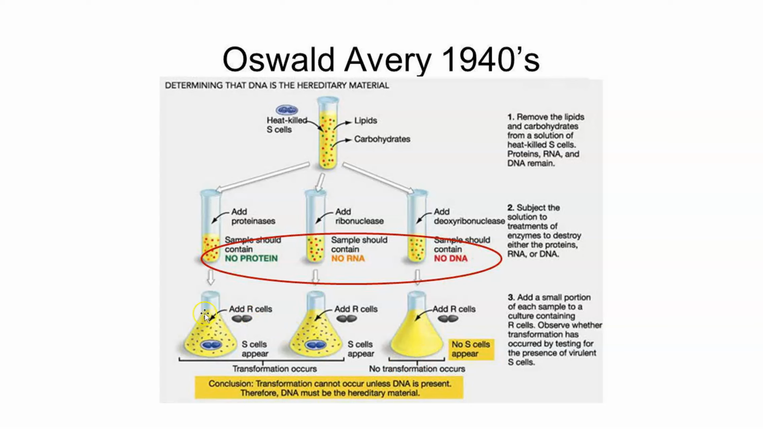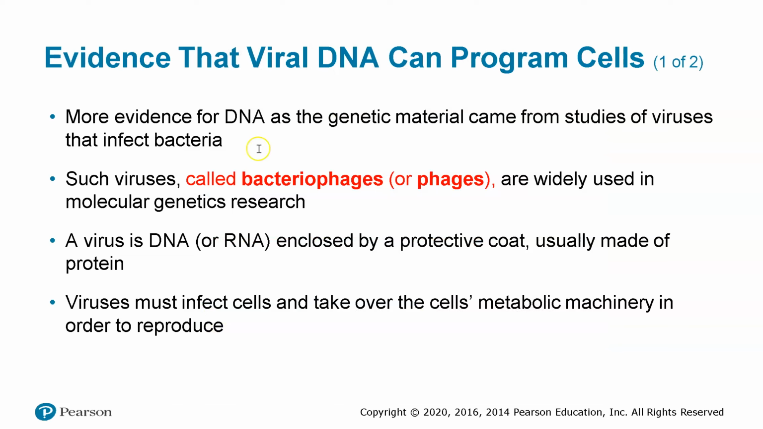He added R cells, and transformation occurred, even if there wasn't any RNA or protein. But when DNA was destroyed, no transformation occurred. So that is another point of evidence that shows that DNA is where genes are located.